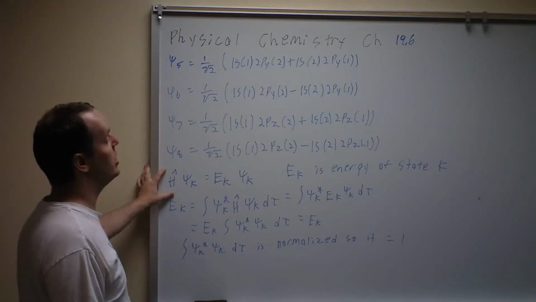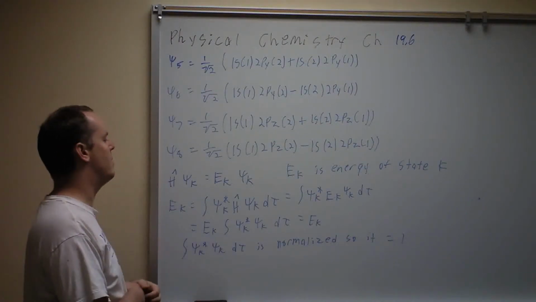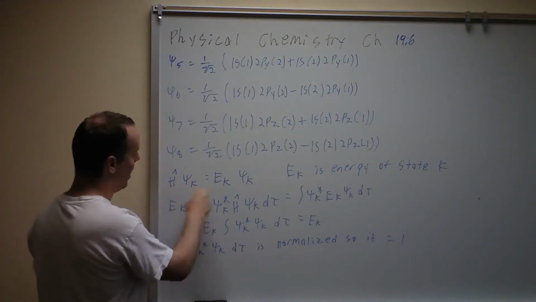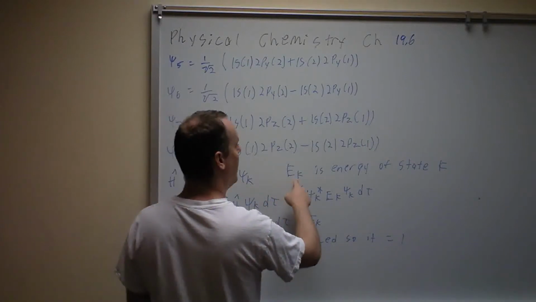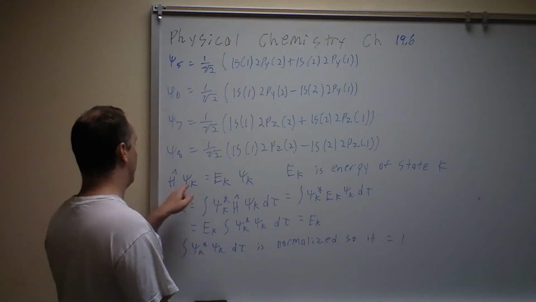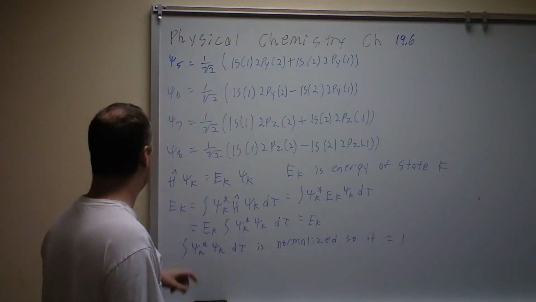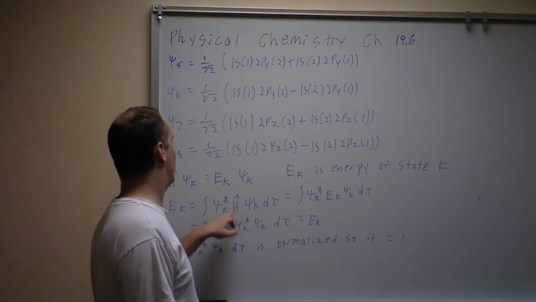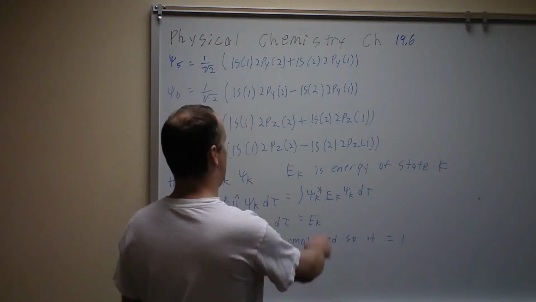Now, coming back to energy, remember what we're trying to do is find the energy levels of the electrons in the helium atom and so on. So we have the Hamiltonian of psi k is equal to energy k times psi k. So we're talking about the state k. Ek is the energy of state k, psi k would be the psi function for the state k. So Ek is going to be the integral of psi k star times the Hamiltonian of psi k d tau.